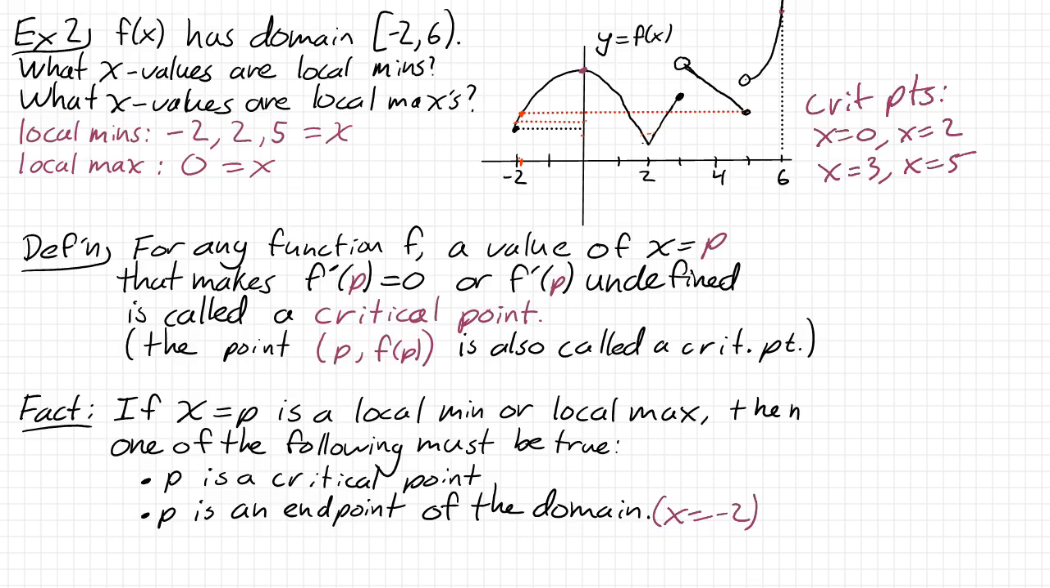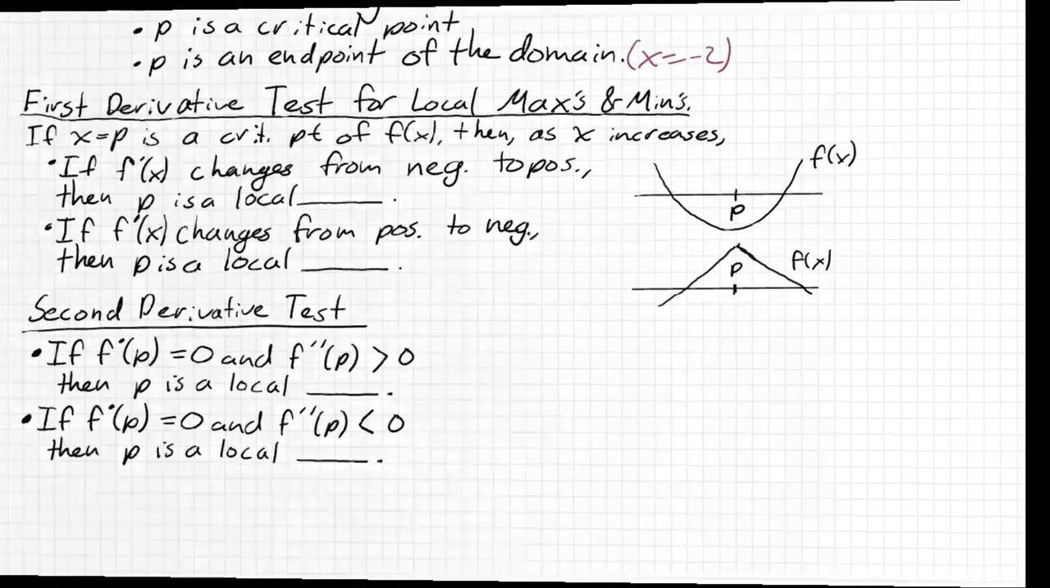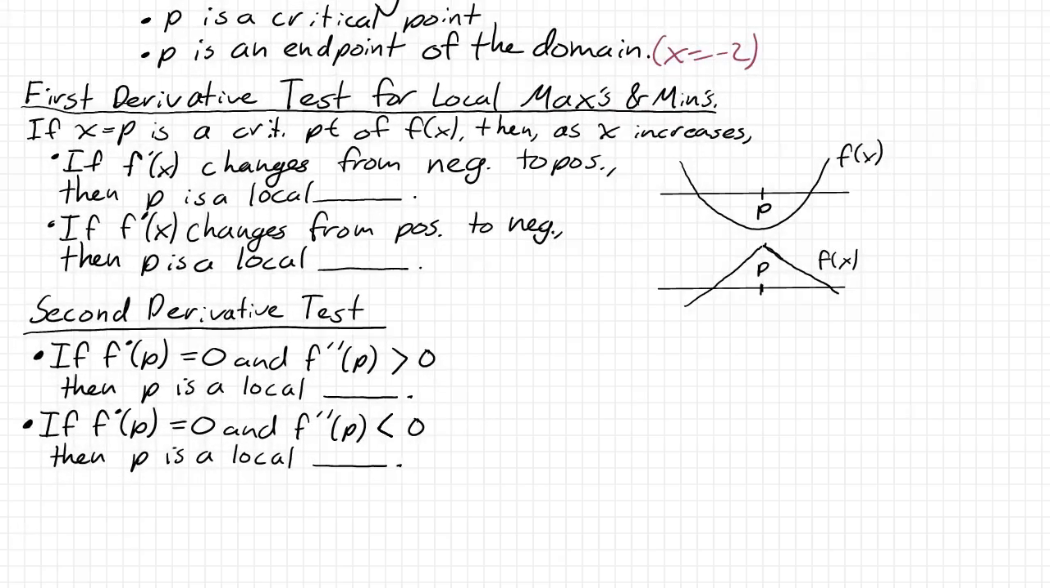So all of the minimums or maximums we have are either one of these critical points, or they are the endpoint of the domain, which is -2. This is an important thing to keep in mind because we use this to figure out where local mins and local maxes are. So here are a couple theorems. Are these actually theorems in the book?